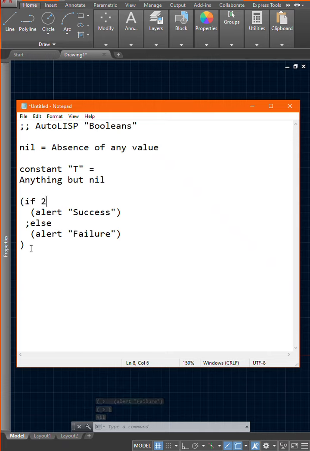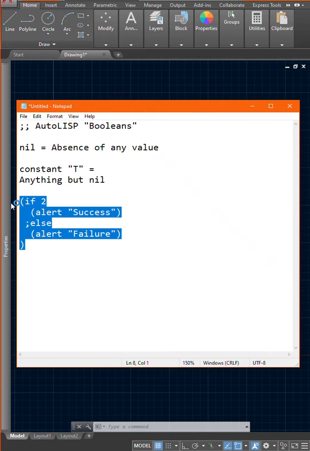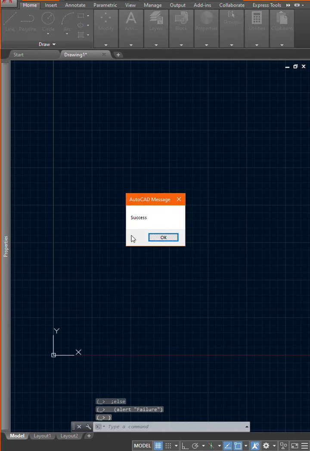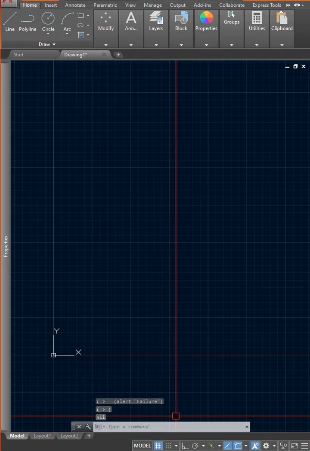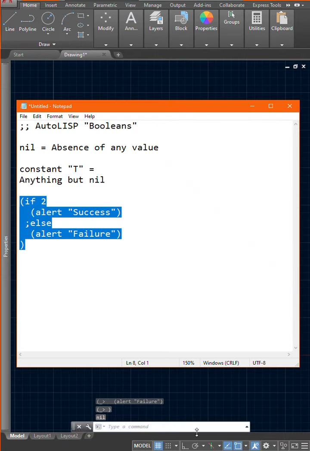So if we pass a 2 into this, the integer 2, we will still get a success because it is anything but nil. And those are our Booleans in Lisp.